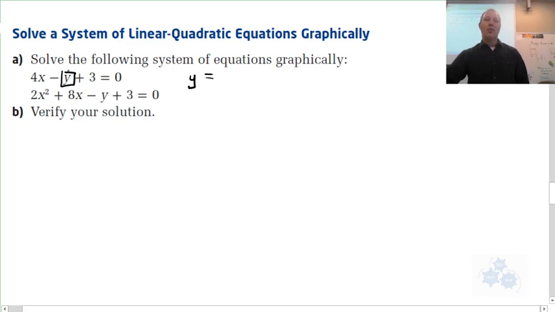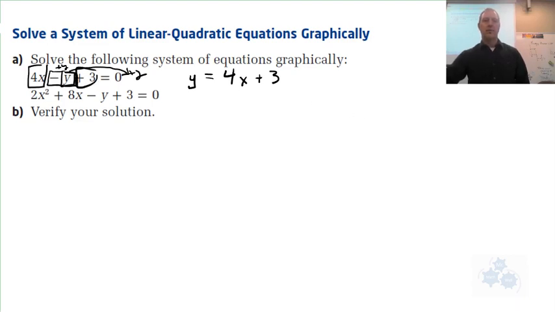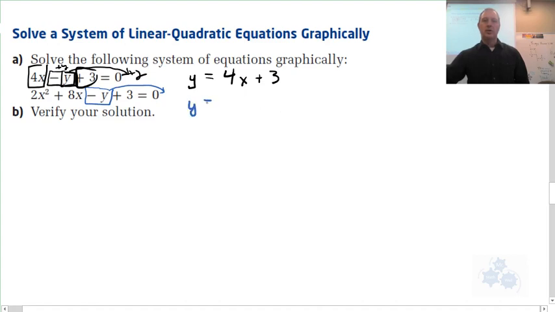What you do is you get y positive and by itself on one side, and that's really easily done by taking this negative y and adding y to both sides. So we're going to get y equals 4x plus 3, because these stay on one side and the y goes to the other side. Look good? The second one, again, I'm going to bring this negative y and add y to both sides. So this is going to be y equals, what's left on this side? 2x squared plus 8x plus 3. You guys okay with that?